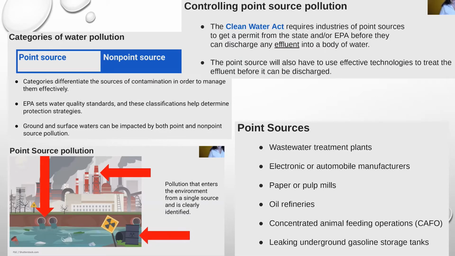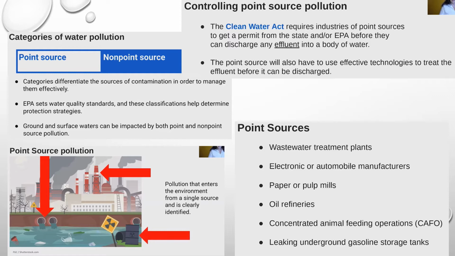Okay, so remember that we have our point source and non-point source categories of water pollution. We've talked about these before. In the picture at the bottom of the slide, you'll see some point source pollution, which is coming out of two big outlets. And the stuff coming out of it is what we call effluent. Effluent is underlined in the part of the slide up to the right.